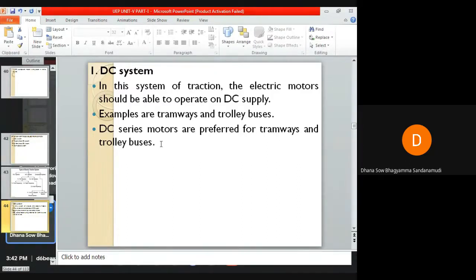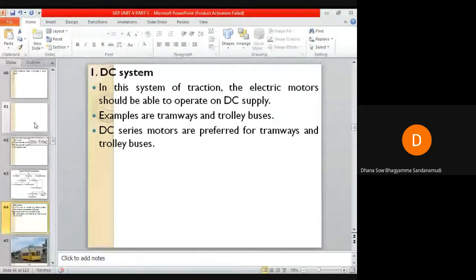In this DC system of traction, the electric motors employed for getting the necessary propelling torque should be selected in such a way that they are able to operate on DC supply. Examples of vehicles operating on the DC system are tramways and trolley buses.